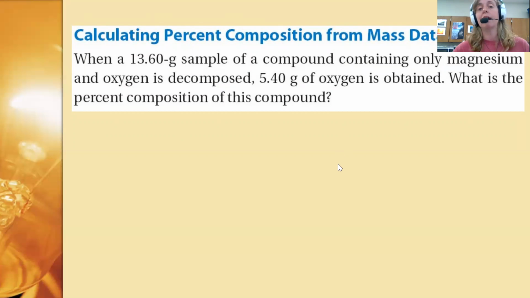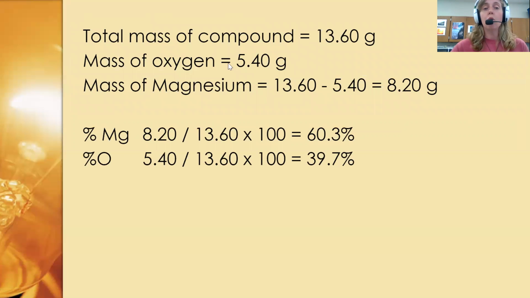Let's go to this next slide and show you what's really happening here. The total mass of this compound was 13.6 grams, which they gave you in the problem. Then they told you that the mass of oxygen that they collected was 5.4 grams. To find the mass of your magnesium, you would take the difference between the total mass and the mass of oxygen obtained in the sample. That would give you 8.2 grams of magnesium. So the leftover mass in the difference is the number of grams that you currently have of magnesium. The next question is, what percentage of that is made up of magnesium and what percentage is made up of oxygen?